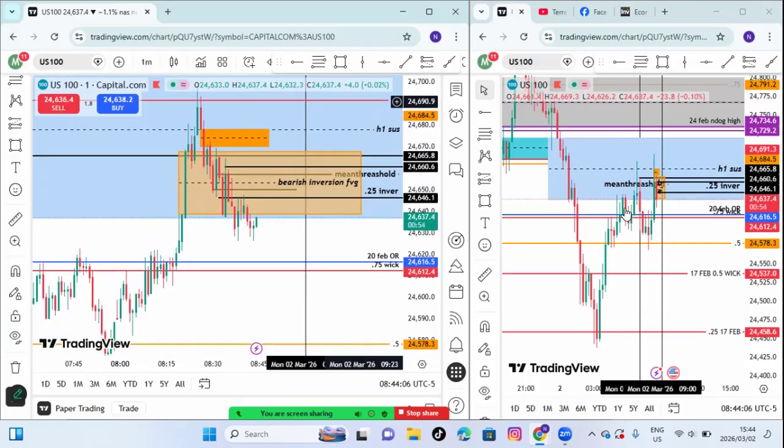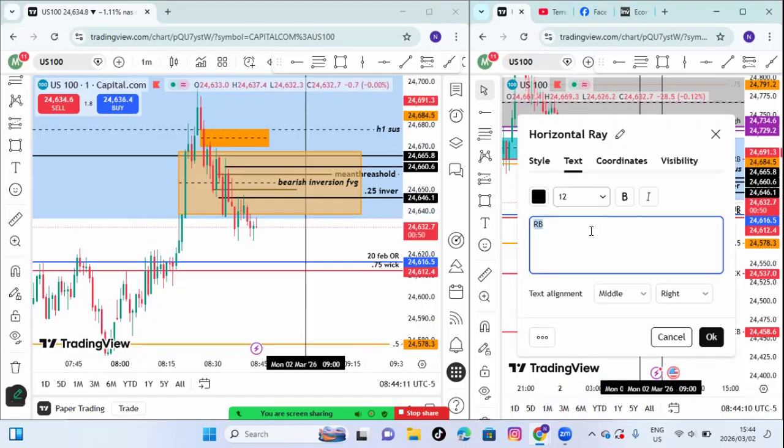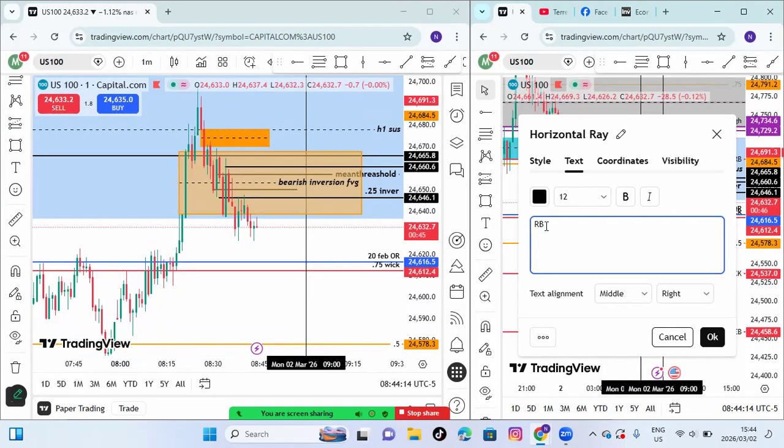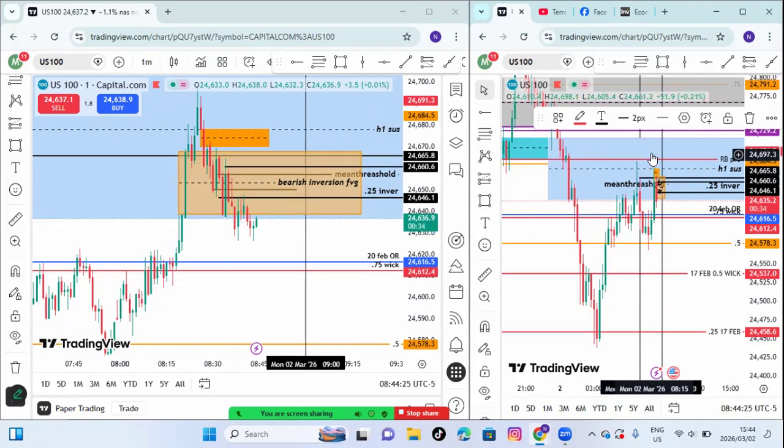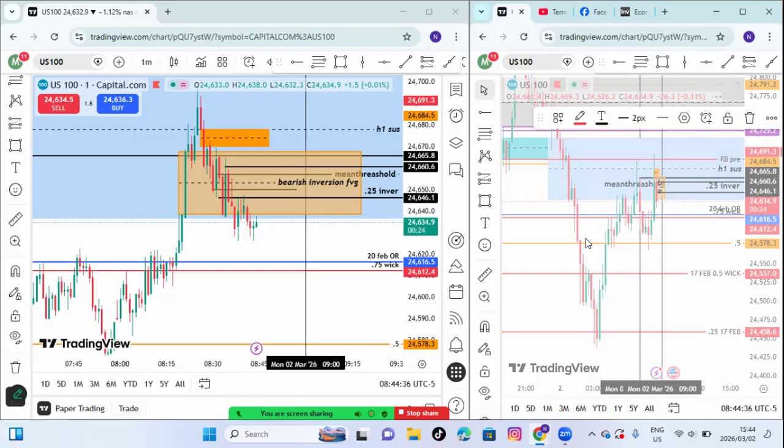This is a daily rejection block level. So it hit it as a premium. It was a premium because price was lower, right? Price was lower and went up and hit it there. So it hit it as a premium array, right? And also this fair value gap here has been respected on the 15. Let's go on the 5.